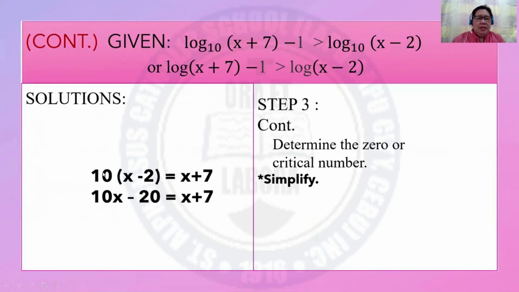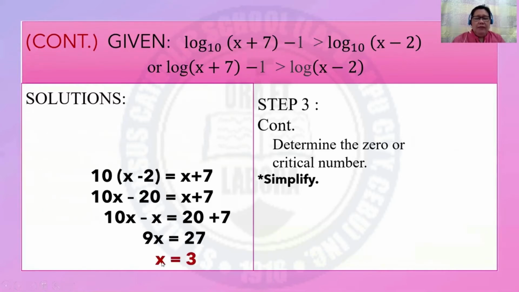We have to simplify this equation. So all you have to do is to distribute 10 to x. We have 10x. 10 to negative 2, negative 20. And copy x plus 7. Then transpose negative 20. So we have positive 20. Transpose x. We have negative x. Copy 7. And combine 10x and negative x. We have 9x. Combine 20 and 7. We have 27. Divide by 9. Divide also the other side by 9. So what we have, x is equal to 3. Now, 3 is considered as the 0 or the critical number. Step 4.